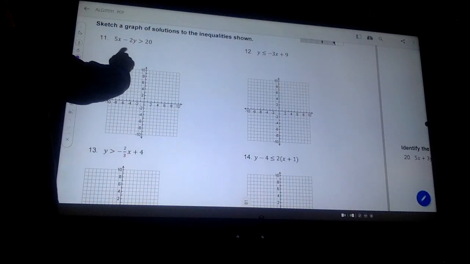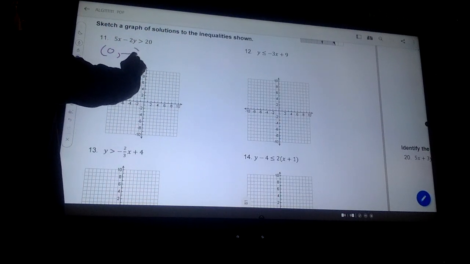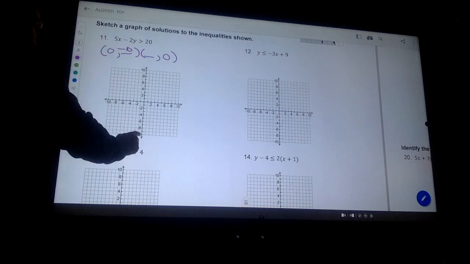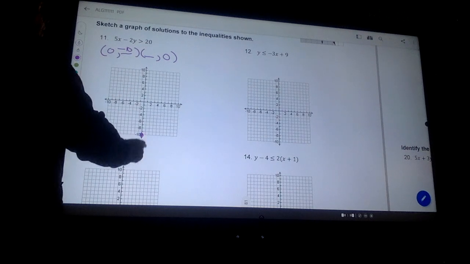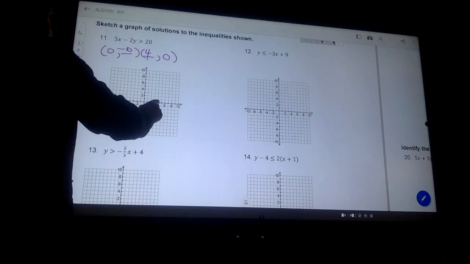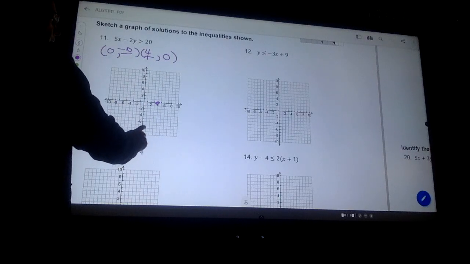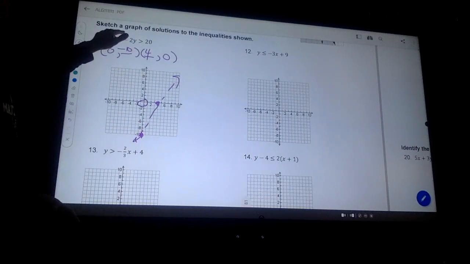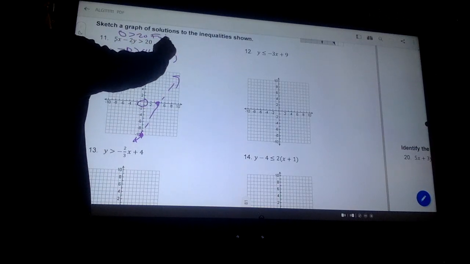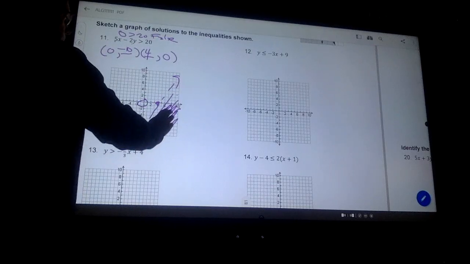All right, so use the cover method, 0, blank, blank, 0. So -2 times what gives me that is -10, so 0, -10 is down here. That's a y value. 5 times what gives me 20, and that'd be 4. No equal sign, so dotted. 0, 0 is right there. So 5 times 0, 2 times 0, is 0 greater than 20? The answer is no, that's false.